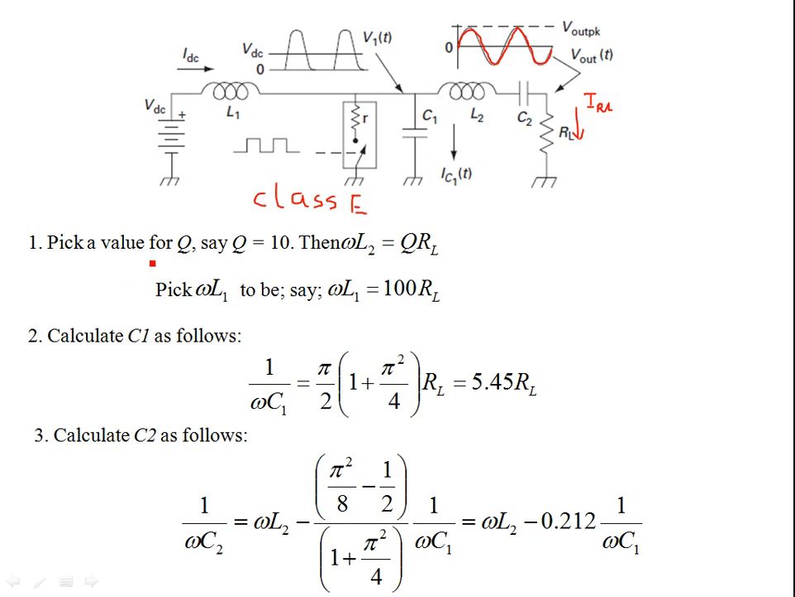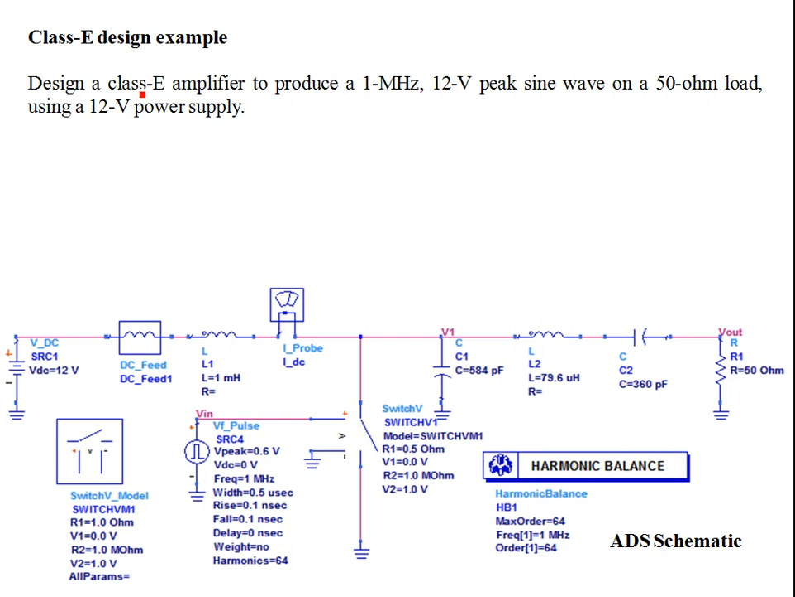Let's use these design equations that we have discussed before. I've collected these equations in one slide. So now let's see if we can design this Class E amplifier for a given specification. My specification is: design a Class E amplifier to produce a 1 megahertz, 12 volt peak sine wave on a 50 ohm load, using a 12 volt power supply.